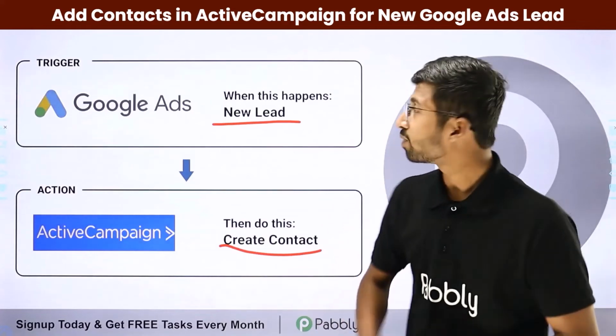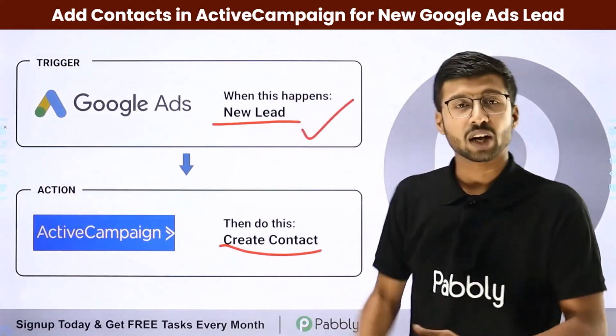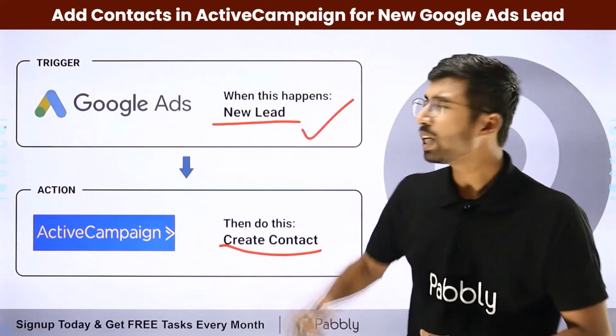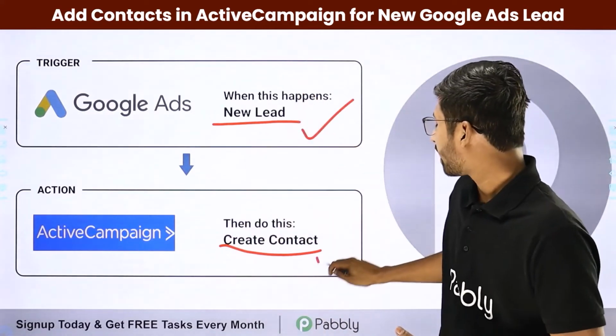So the trigger of this automation will be getting a new lead in our Google Ads account or Google Ads campaign, and the action will be adding those same leads as a new contact in ActiveCampaign.